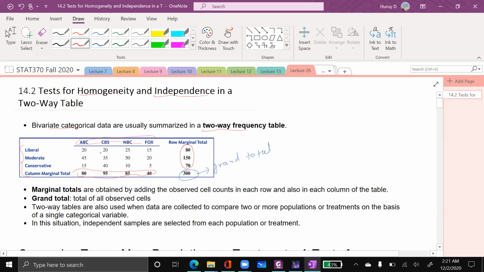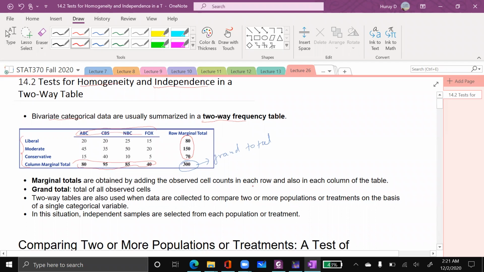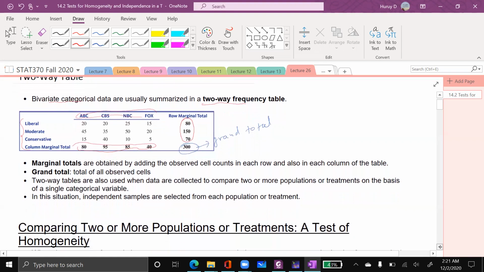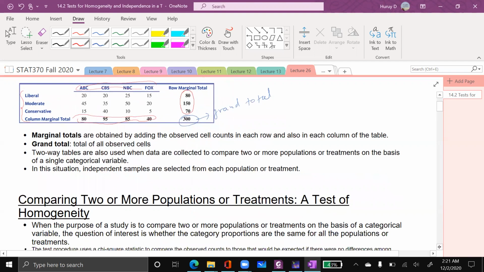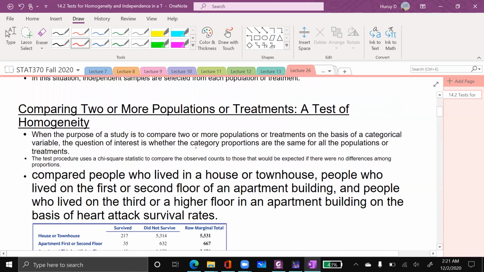All right, so we use this information, or this data, to perform the chi-square tests. The first one is the test for homogeneity. In this case, we want to see if the distribution among the different populations or treatments is the same or not.